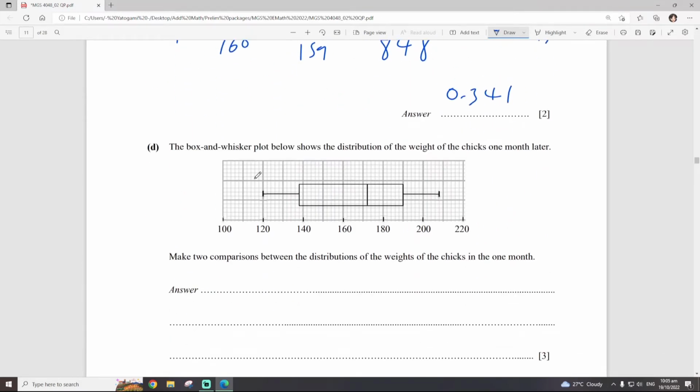The box and whisker plot shows the distribution of the weight of chicks 1 month later. So how do you interpret a box and whisker? A box and whisker means that this is the minimum, this is the lower quartile, this is the median, this is the upper quartile, and this is the maximum. So this is steps of 2 again. The lower quartile is 138, the upper quartile is 190, and the median is 172.